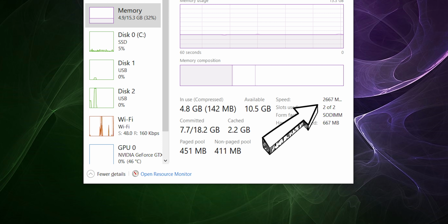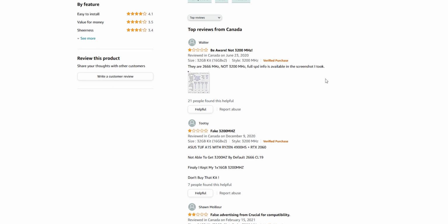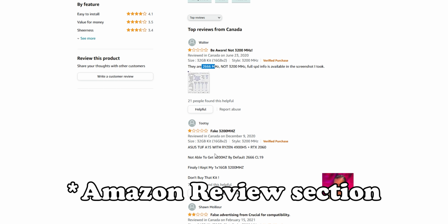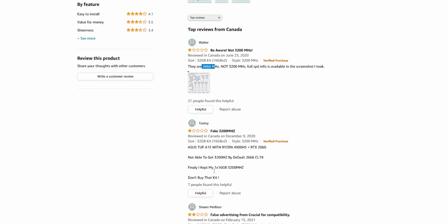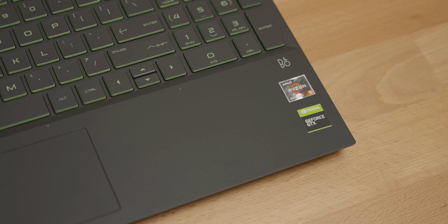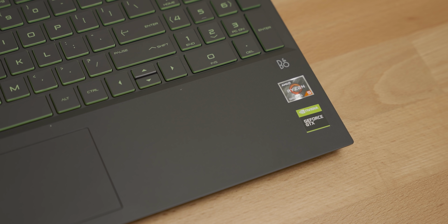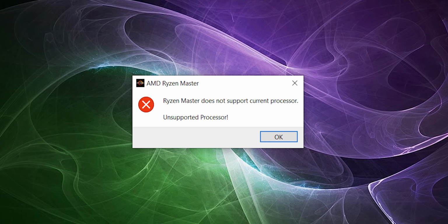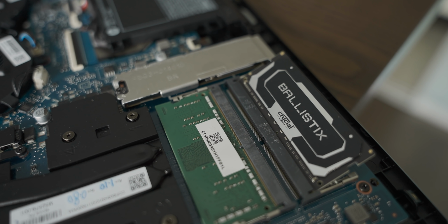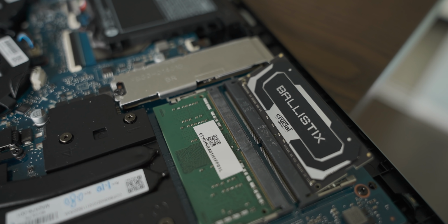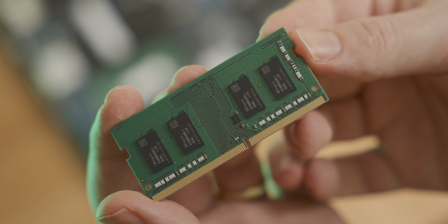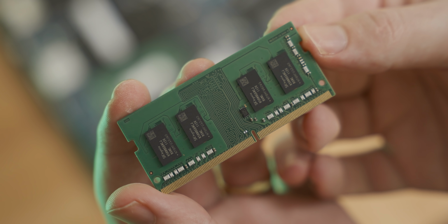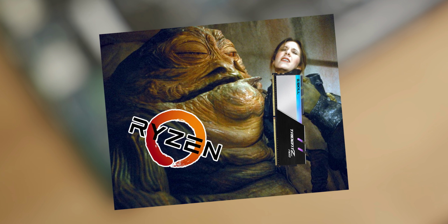On the HP Pavilion, it runs at 2666 MHz, and there are a bunch of people in the Amazon comment section of the video saying that it also doesn't run at the rated speed on their laptops. With this HP Pavilion, I couldn't even use something like Ryzen Master to manually overclock it because it doesn't recognize the 5600H. Which means for the next couple tests, the 16GB configuration is going to be running at 2666 MHz, where the 8GB configuration is going to be running at 3200 MHz, which may impact the performance considering that Ryzen does like some memory bandwidth.